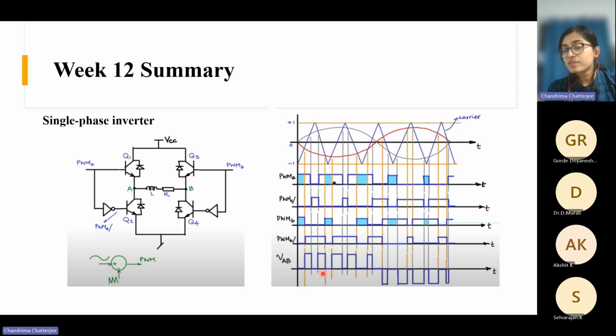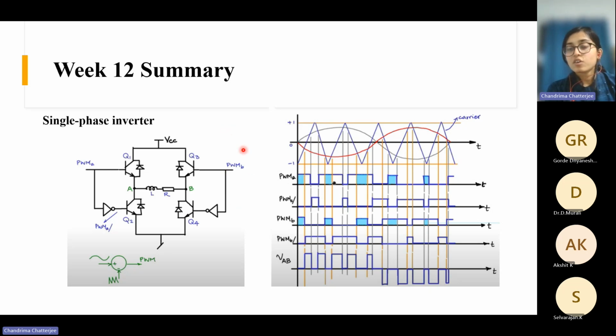If you filter out the high frequency components, you will get the sine wave. And here the advantage is, as your switching frequency is very high compared to your fundamental, your filter size is very less. As the switching frequency increases, your filter size reduces, right? So that's why this method is much preferred than the square wave operation, because here you have the embedded sine wave in these pulses and you can easily filter this out to get that sine. Okay, that is the advantage of sine pulse width modulation.